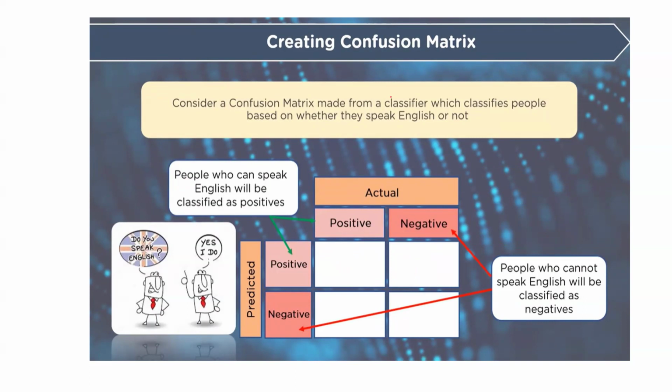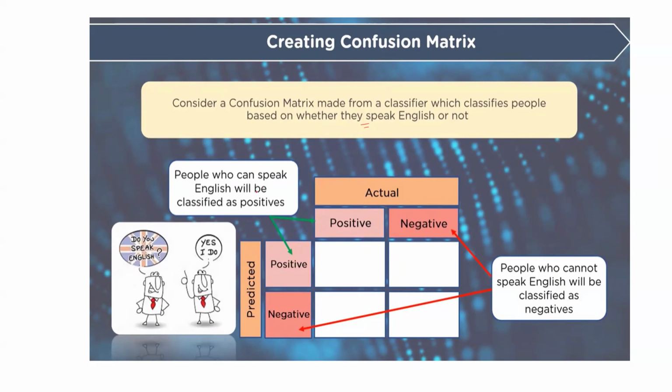Let us explain this confusion matrix with one example. Consider a confusion matrix made from a classifier which classifies people based on whether they speak English or not. We have a set of data where there are people who speak English and people who don't speak English. Our classifier has to identify correctly who speaks English and who does not. Let us see how it is going to identify and what it is going to give.